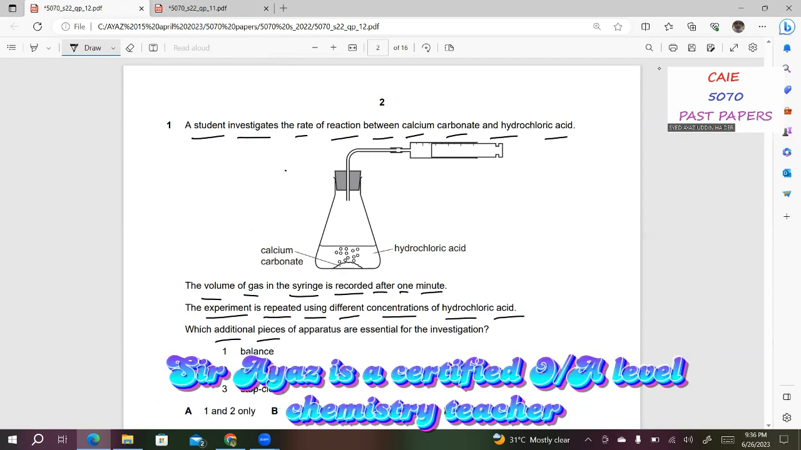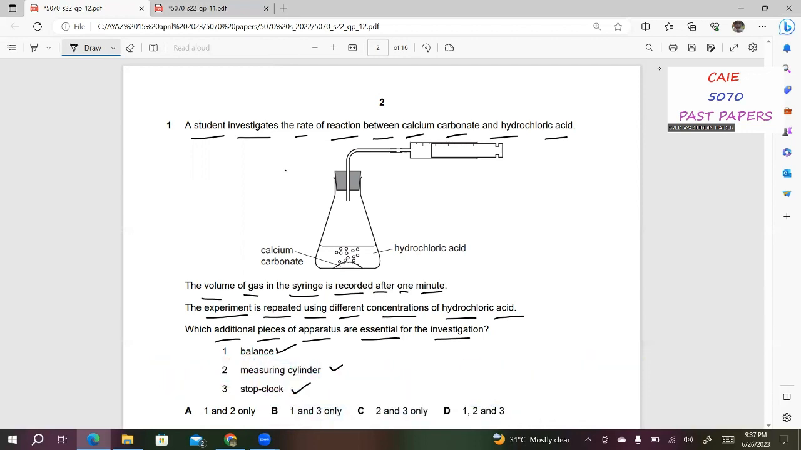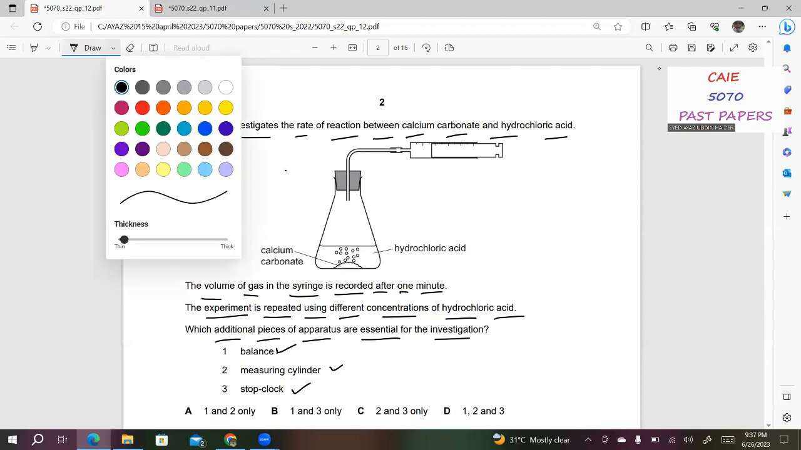Which additional pieces of apparatus are essential for the investigation? Balance, yes, we need balance because there will be a change in mass as gas is produced. Number two, measuring cylinder, yes, we need measuring cylinder in order to transfer the acid. Three, stop clock. In order to find the rate, we need stop clock to note down or measure the change in mass or volume after certain time. So all these three choices are correct. So D will be the right answer for this question.